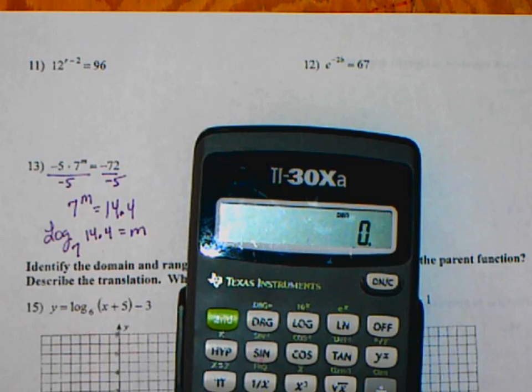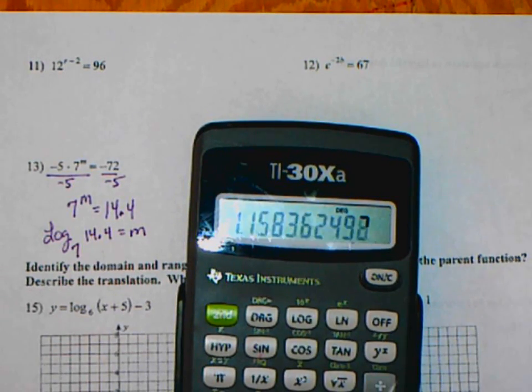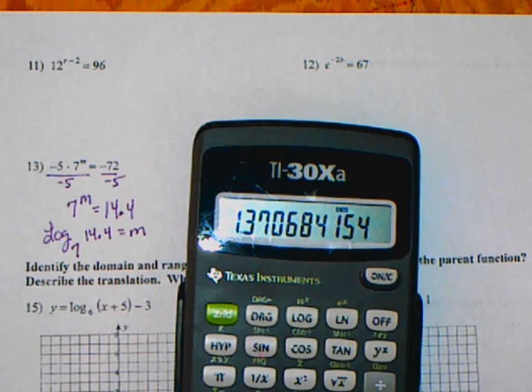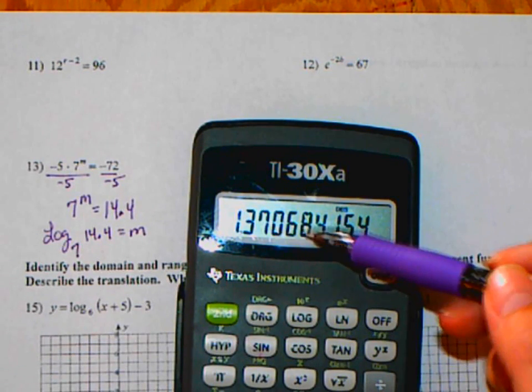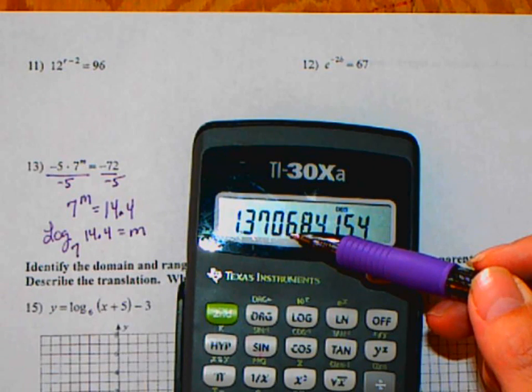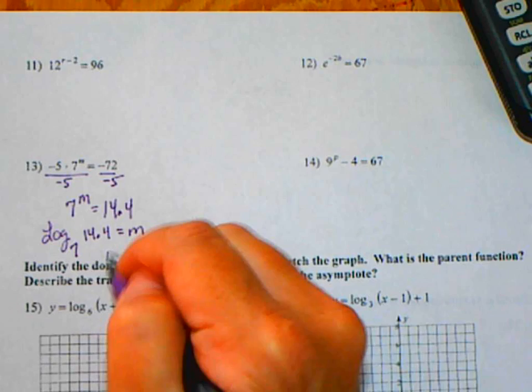Put that into my calculator using change of base. So 14.4 log divided by 7 log. Don't forget to hit equals. And I'm rounding that to the nearest ten thousandths place. So tenths, hundredths, thousandths, ten thousandths. I'll look to the right, that says go up. So 1.3707 approximately.